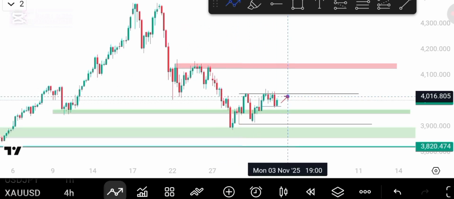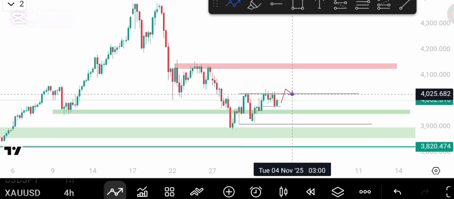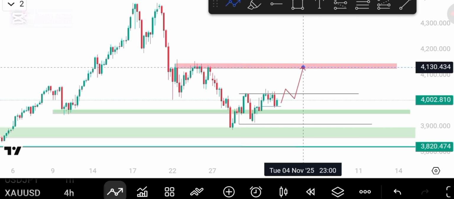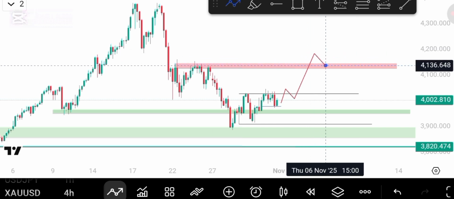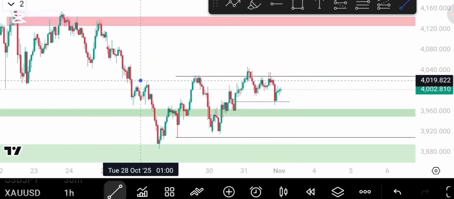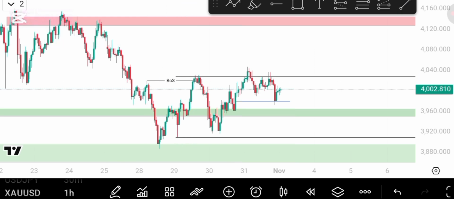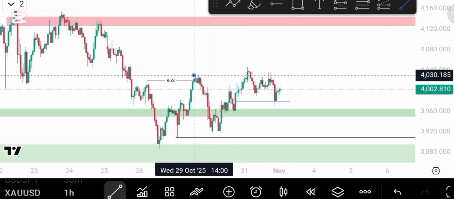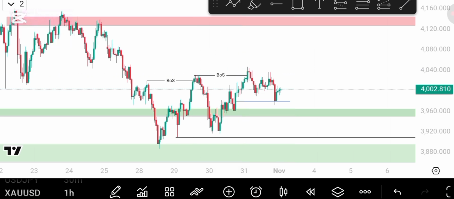Here in the 4 hour time frame, you can see the prices have just grabbed the liquidity above this. If the prices close above, upon retest you can enter for the long from this zone. And if this zone breaks, you can enter for the long to the all-time high. This is the 1 hour time frame, and you can see this is the break of structure on 1 hour. Here is another break of structure. The prices are creating higher highs and higher lows.